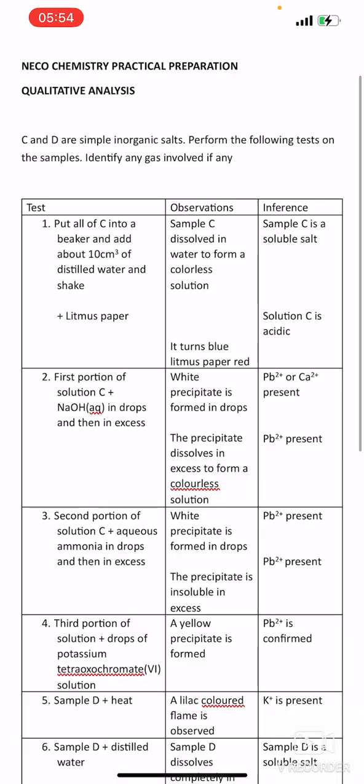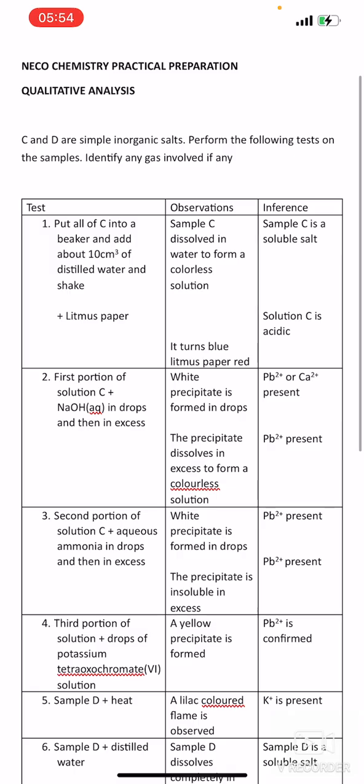Now, that fourth portion is what we call the confirmatory test. There are some other ways that it could be asked, but I still think that you might bring something like this. So third portion of solution C plus drops of potassium chromate(VI) solution, that's K2CrO4. A yellow precipitate will be formed, and that is a confirmatory test for lead(II) ion. It's a confirmatory test, so you won't write present anymore, you will write lead is confirmed. So that's a confirmatory test.